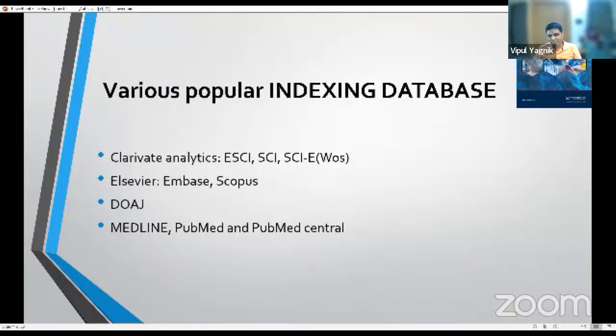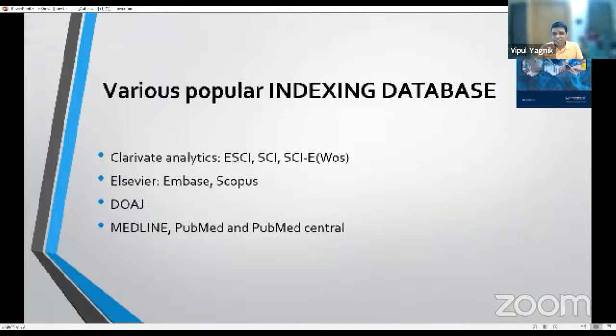Another important indexing database is Elsevier, and Elsevier has two indexing agencies. One is Embase and the other one is Scopus. Scopus has more reputation as compared to Embase. DOAJ is the Directory of Open Access Journals, which indexes only open access journals, not subscription-based journals.